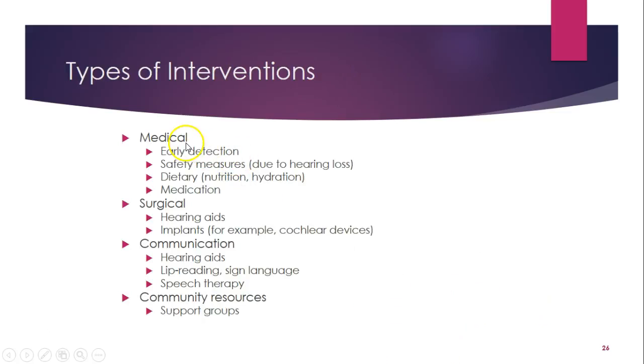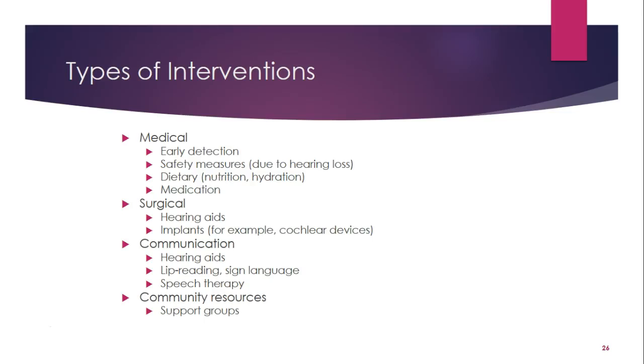Types of interventions, we can look at medical interventions. Early detection, of course, with anything is going to be the best. But we want to have some safety measures due to hearing loss. Think about all the things that you have for alerts: your phone, the beeping of the microwave, the beeping of your monitoring in the hospital. All those things are auditory safety alerts, and if you can't hear those, it puts you at risk. We can do dietary considerations, so oftentimes we want to push lots of fluids and make sure they've got good hydration.